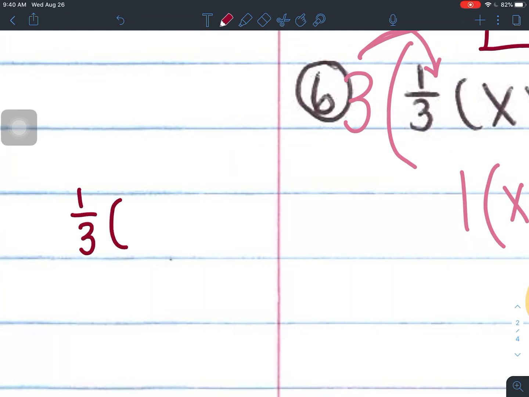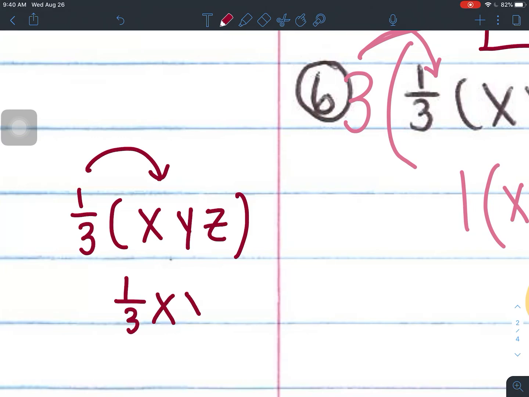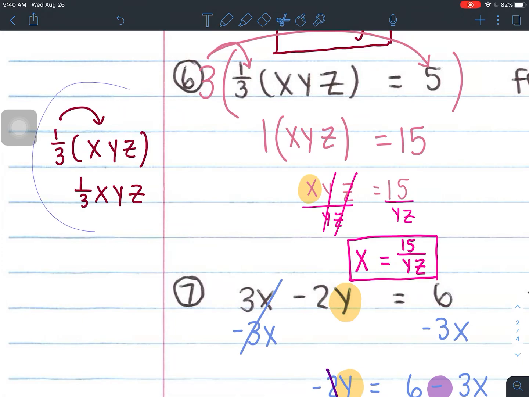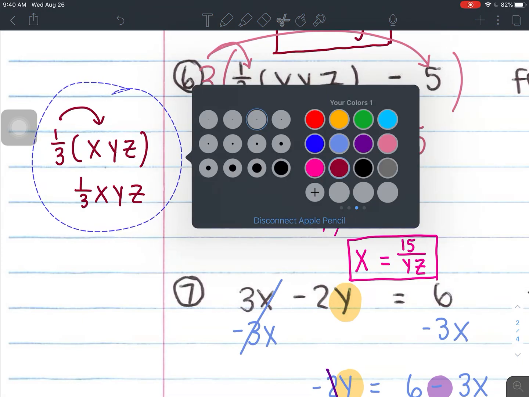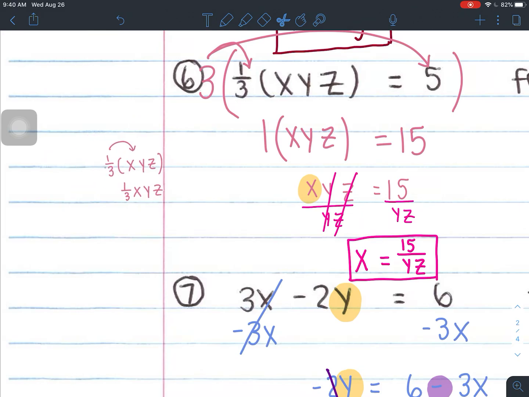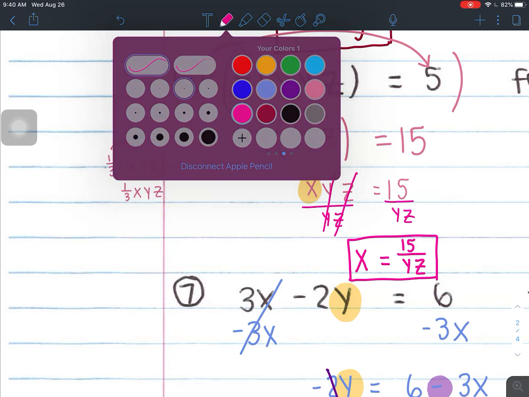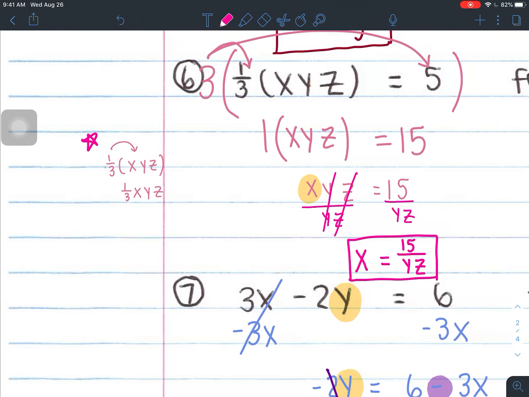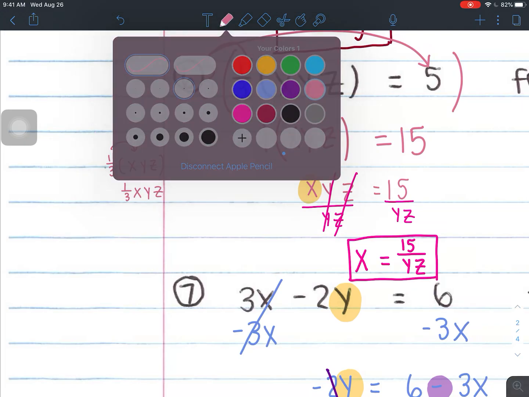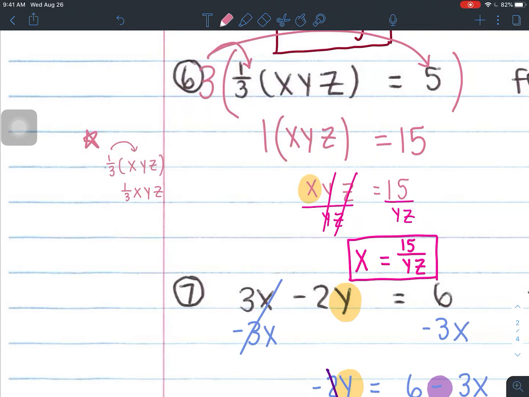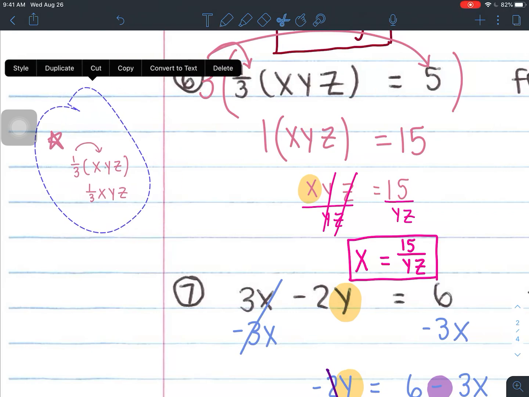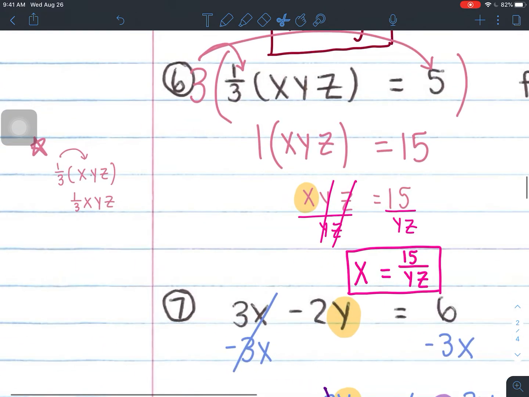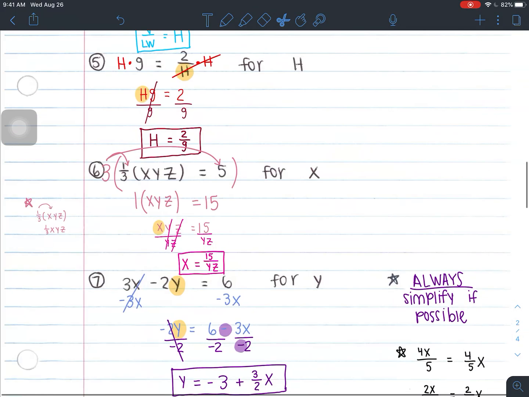And here's why, I'll show you. 1/3 xyz. I can distribute this, but then I just get 1/3 xyz. That's all I would get. So that's why I didn't do it, because there was no point. Okay, that's why I did not do that. If I were to do that, it wouldn't have made a difference. It would have just been a waste of time, and I would have ended up pretty much back where I started. So that's why I didn't distribute.